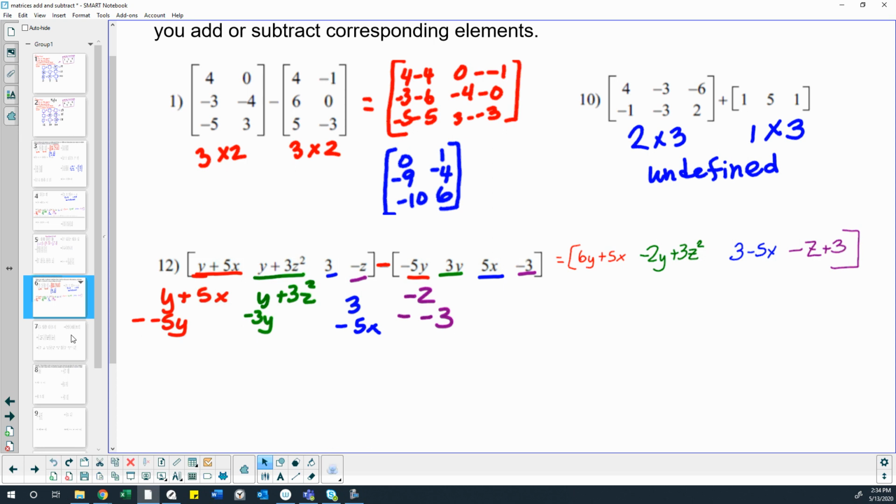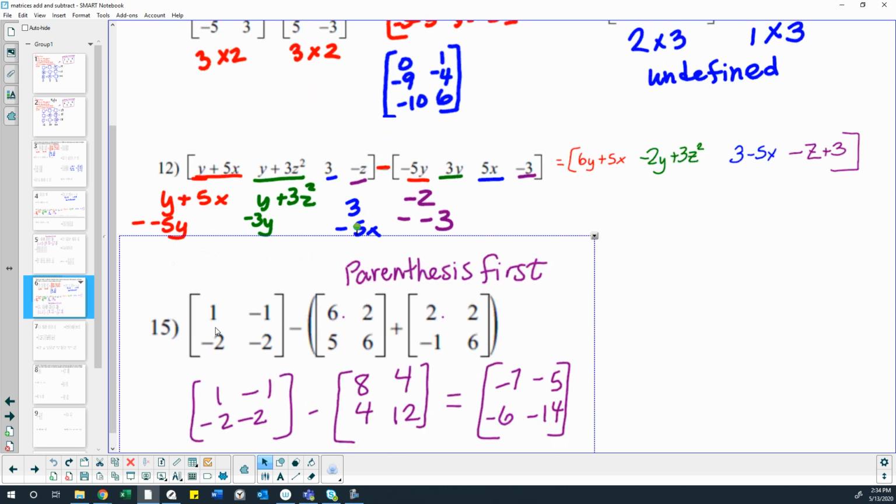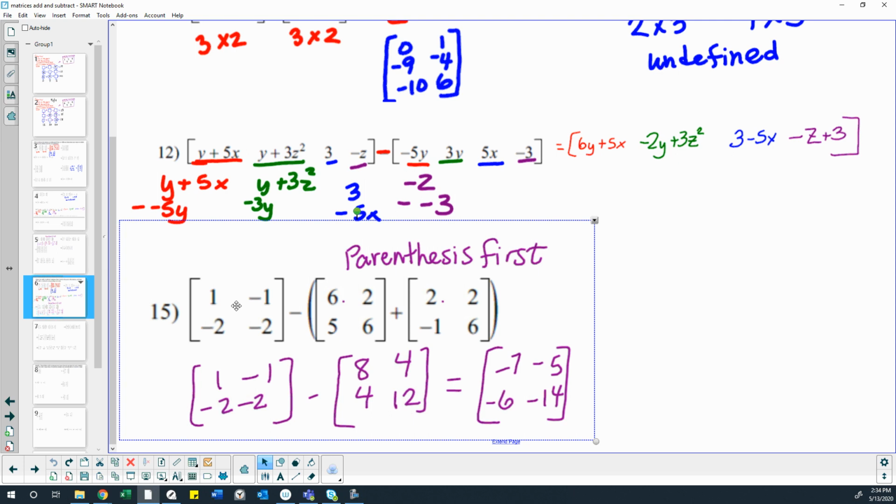Let's look at a problem where we have separate steps we have to do in order. So remember, matrices actually follow order of operations just like other things do. Although adding and subtracting, really, the order doesn't matter as much as when we have multiplying as well. However, let's go ahead and follow the order with doing parentheses first.